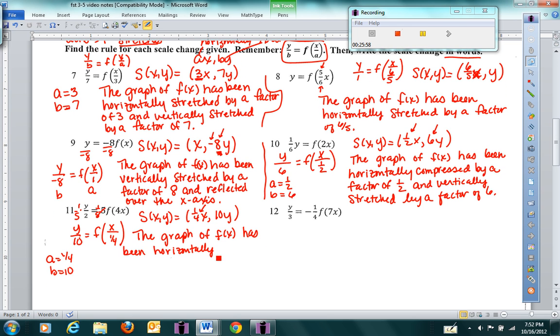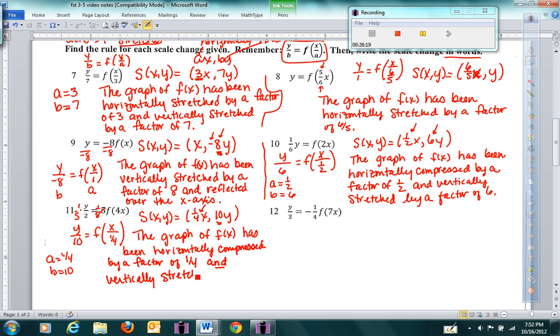So we'll say horizontally compressed by a factor of 1/4, and vertically, that number is larger than 1, so we're going to say stretched by a factor of 10. So it's going to be skinny and it's going to be really, really tall, isn't it? Skinny and really, really tall.